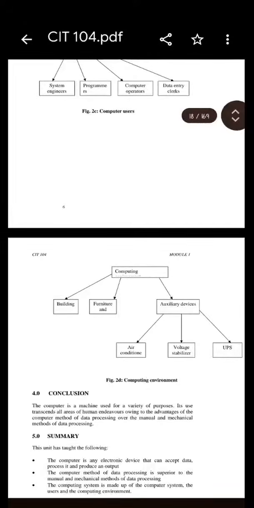So, in conclusion, the auxiliary device does not perform the main computing work. Instead, it just supports the computer and helps to create a safe and reliable environment for the computer to operate. Understand? It just makes the computing environment easy. That is the air conditioner, stabilizers, transformer, UPS. They are all examples of auxiliary devices.